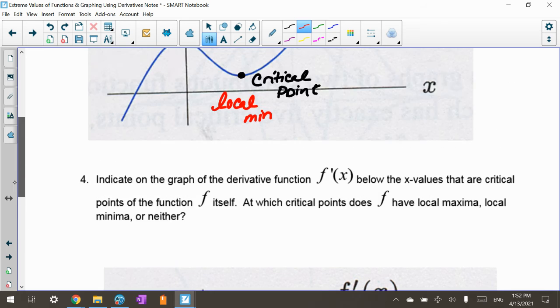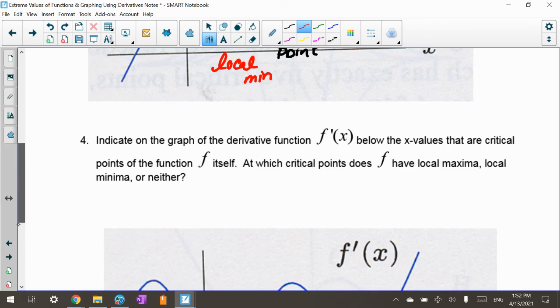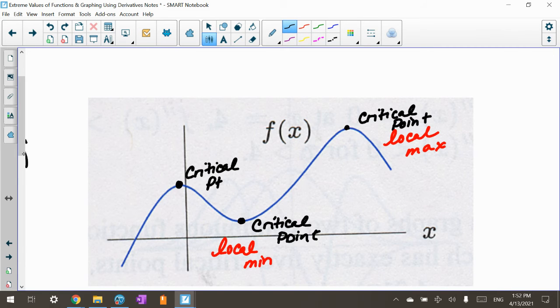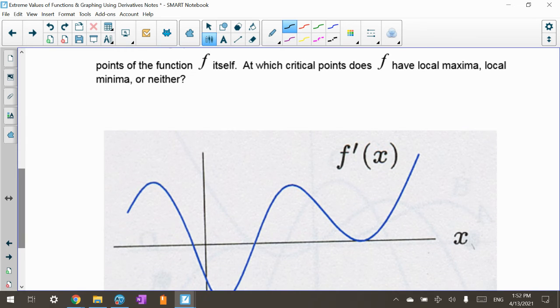Let's look at this one. Now, this one's a little bit different. This one right here, I looked at the actual graph of f of x. This is a graph of the derivative. All right, so I want you to think of this. You got to be careful. Sorry about that. This is the first derivative. It's almost like you have to think backwards.